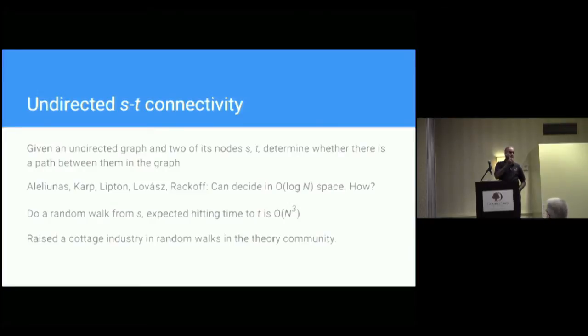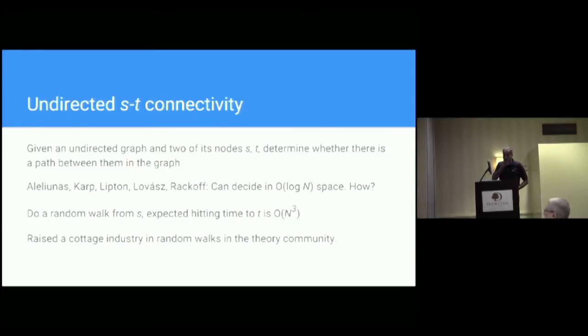So Savage had proven his theorem, and the question that Romas Alilinas, Dick Lipton here, Charlie Rakoff, and Lassie Lovas answered was, can we decide this in logarithmic space? And they said yes, in randomized log space, simply by doing a random walk from S. And after a while, you ought to end up at T. Well, how much time? About n cubed steps. Okay? And this may seem quaint now, because we know so much more about this problem. But back then, this was the state of the art.